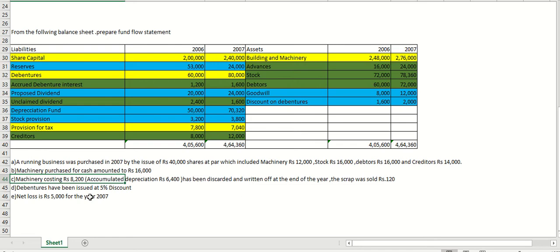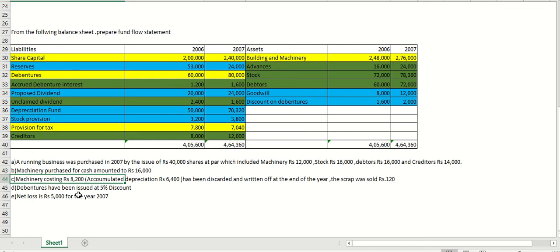Point number 4, debentures have been issued at a discount of 5%. So what is our debentures amount? Basically, it is 60,000 minus 80,000, which is 20,000. So this 20,000 of debentures is issued at a discount of 5%. 20,000 into 5%, which gives you 1,000 rupees as a discount on debentures.